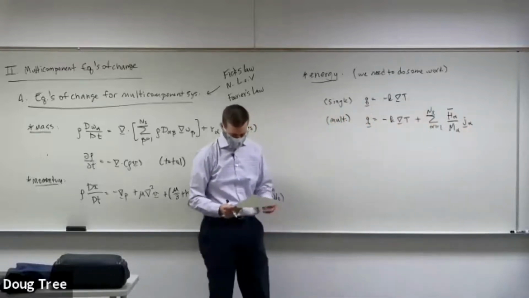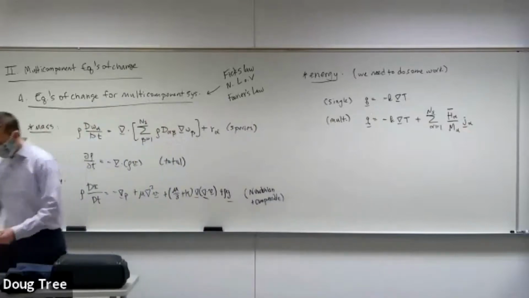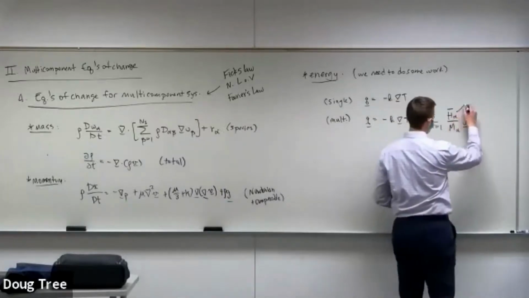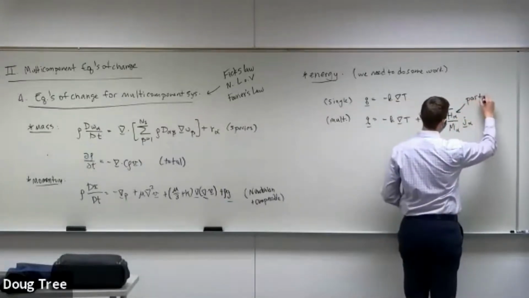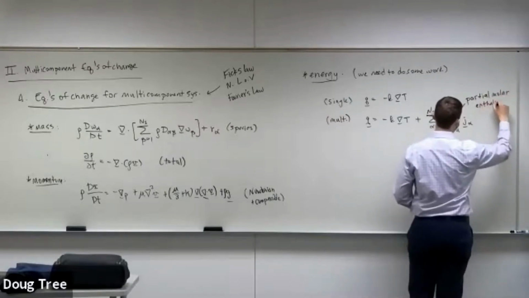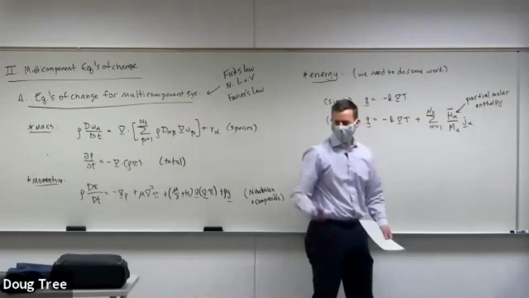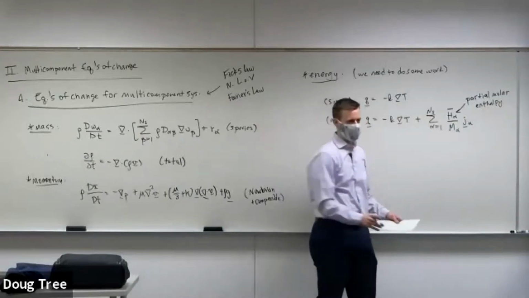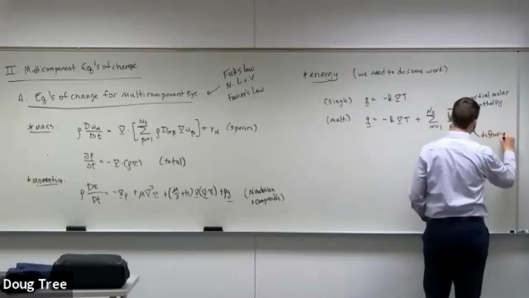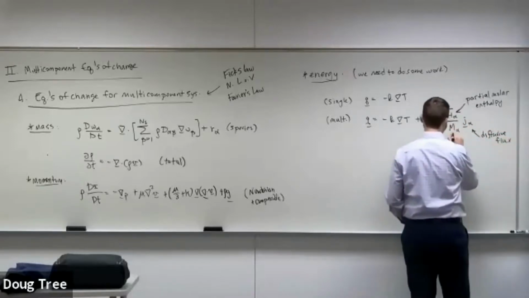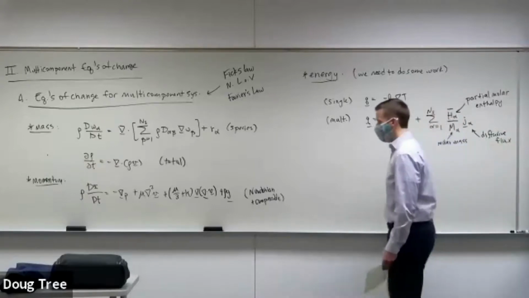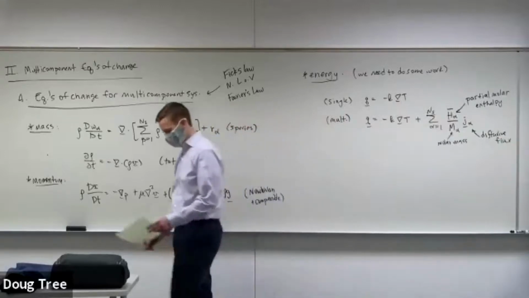So let's define these terms a little bit. H alpha bar is the partial molar enthalpy. Thermo nightmare going off in your brain. J alpha is our diffusive flux, and M alpha is the molar mass. So that term's going to have to get added in. That's kind of a bummer.